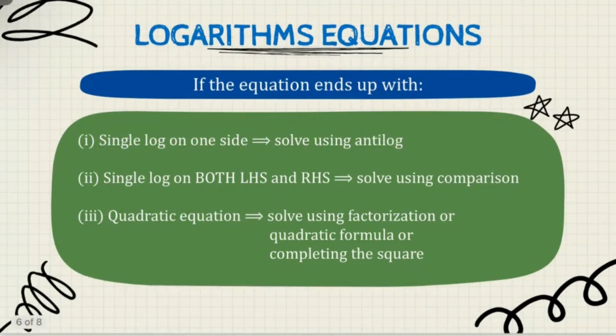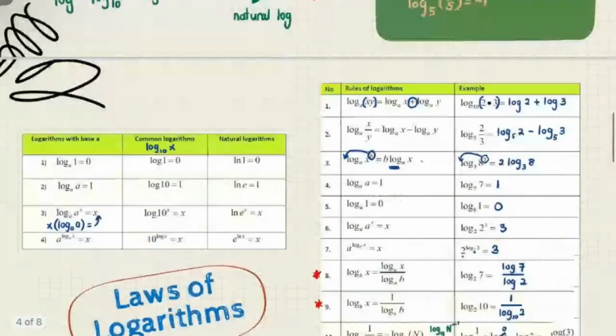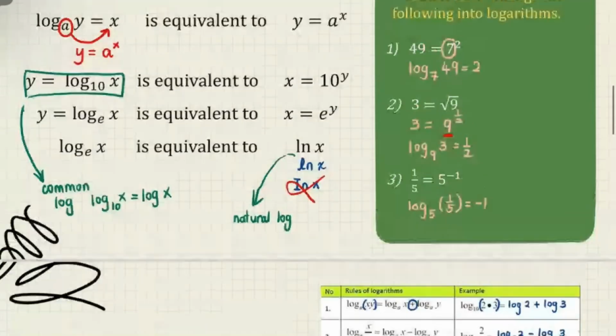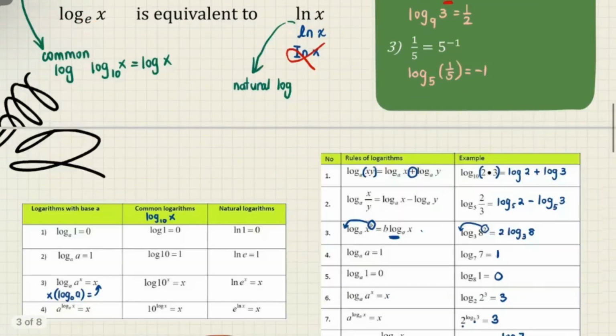If the equations end up with either these three, okay, so yang pertama kalau kita ada log sahaja on one side, so kita boleh use anti-log. Anti-log ni yang mana? Yang daripada log kita ubah dia kepada index. Yang kita dah belajar awal-awal tadi. So here, ni adalah anti-log lah. So daripada log, kita ubah dia kepada this index. Ataupun this one. Okay, so ini adalah maksud anti-log.